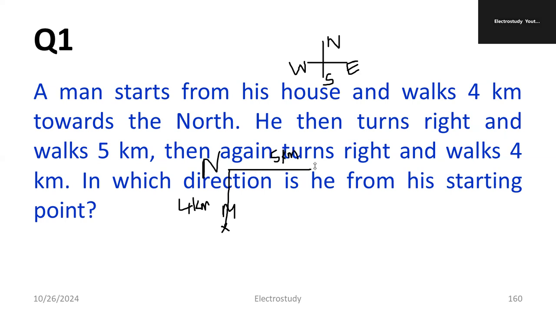At this particular point, he's facing east. Then again he turns right. Now you have to decide. Right means it will be in the clockwise direction only. He turns right again and walks 4 kilometers. We mark 4 kilometers. At this point, he's facing the south direction, and walks 4 kilometers.